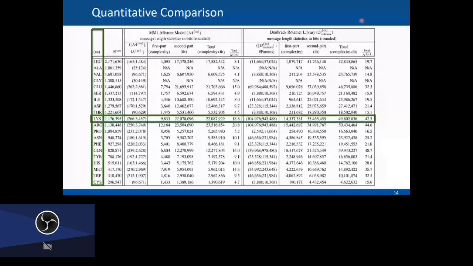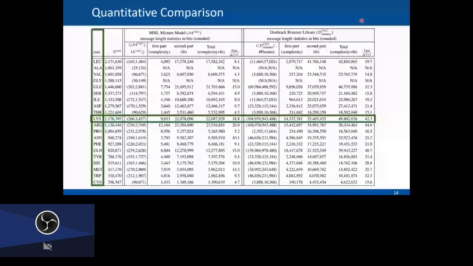After this, we can ask the question of how well these two statistical models explain the observed data. This is captured by the second part of the message. For the MML case, this is around 22 million bits, while for Dunbrack's case, this is around 35 million bits. In other words, the physical mixture model provides around 37% more lossless compression. Zooming back to the original table, we have done this comparison across all the amino acids.